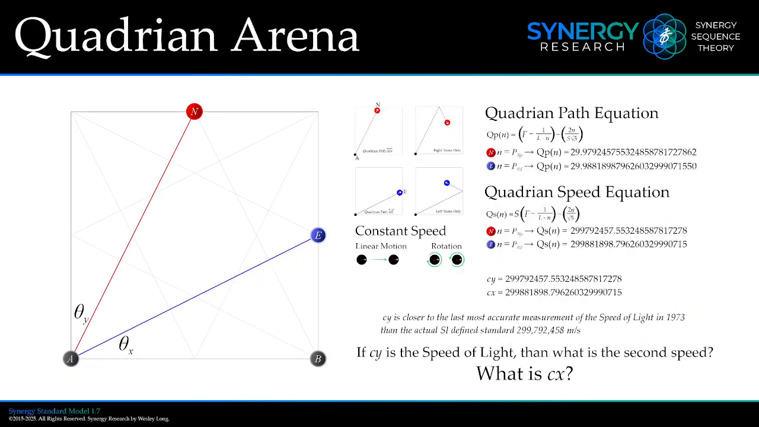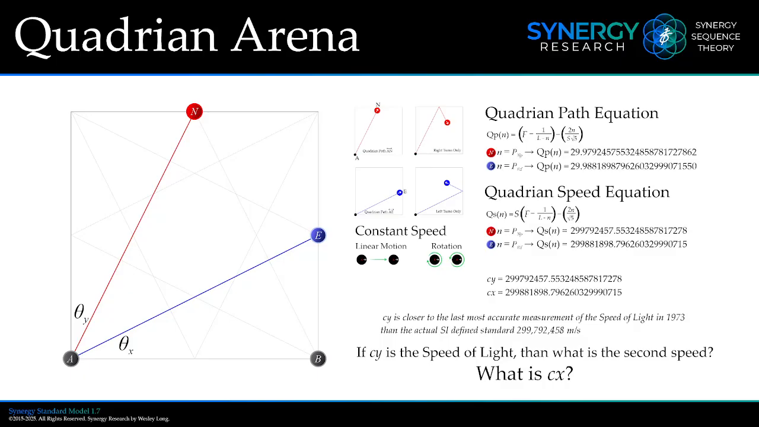Now we arrive at a stunning revelation within the Quadrian Arena, the moment where symbolic geometry appears to derive the speed of light. What you're seeing here is not a fitting exercise. It's a direct output from a symbolic angular system, grounded in ratios, turn structures, and the golden seed, yielding numeric results with astonishing proximity to physical constants.